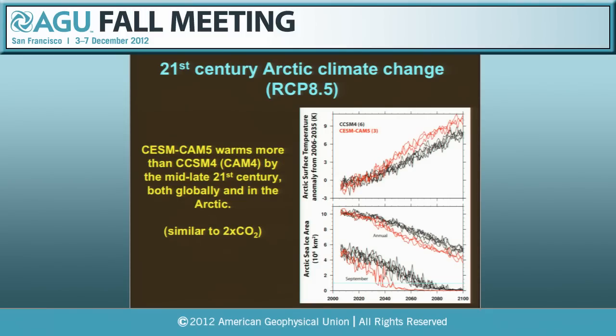So this is an example of taking the information you learned from an idealized experiment and seeing if it's relevant for these transient climate experiments, which of course have many other things going on in them. But in this case, because RCP 8.5 is a strong greenhouse gas forcing experiment, we see some of the same feedbacks that were operating in our idealized experiments happening in our transient climate change experiments.